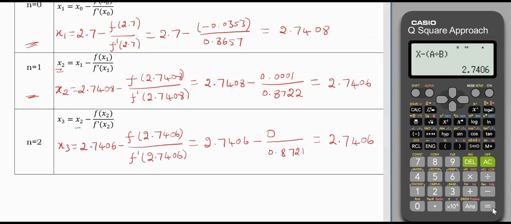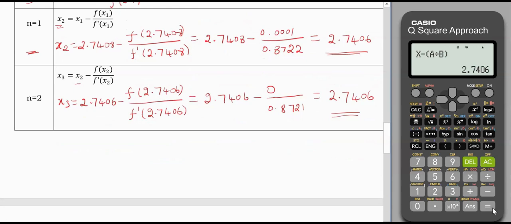If we observe the value of x2 and x3, x2 value is 2.7406 and x3 value is also 2.7406. So we can stop this iteration process. Therefore, the approximate root is 2.7406, correct to 4 decimal places.